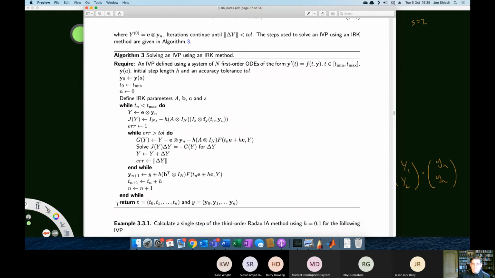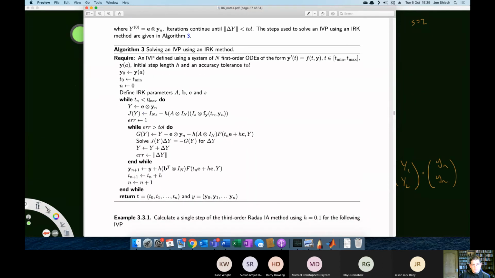So here are the steps, and I'll just run through these. It's a similar setup to any other ODE solver. When we go through the steps of Newton's method, we initialize our stage values to be our vector of ones tensor product with our yn vector.